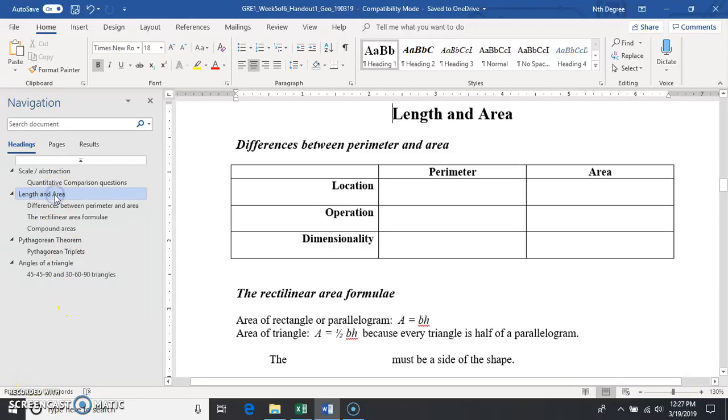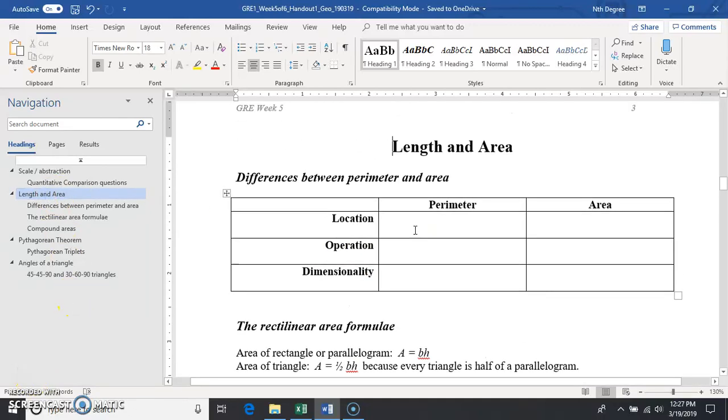We're ready to go into the length and area discussion of the Geometry Power Hour. So our three main topics here will be the differences between perimeter and area, the rectilinear area formulae, and compound areas. Starting out with the differences between perimeter and area.